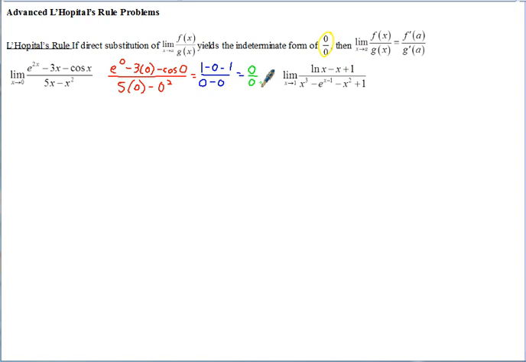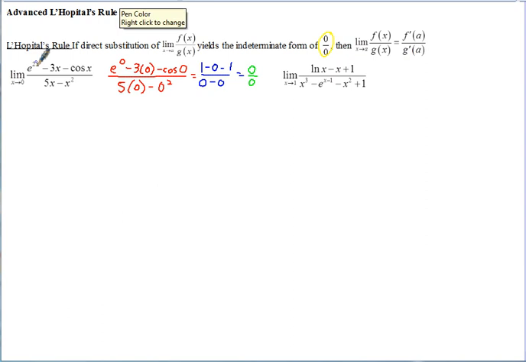But since we get the indeterminate form, that means we can apply L'Hopital's rule to figure out what this limit equals. And we treat the numerator and denominator as two separate functions, so we don't use the quotient rule. I'm not taking the derivative of the entire thing, just the numerator and denominator separately. So let's start with the numerator.